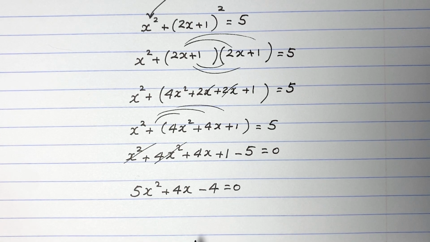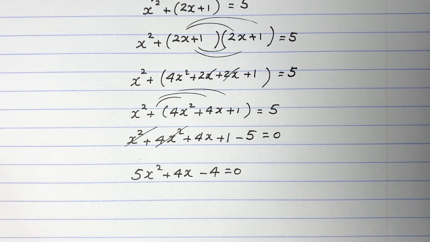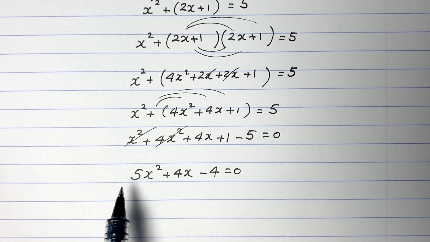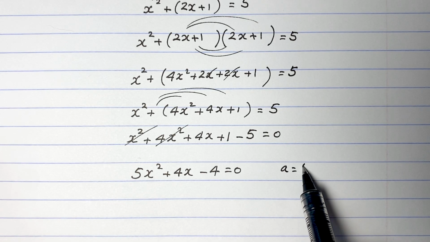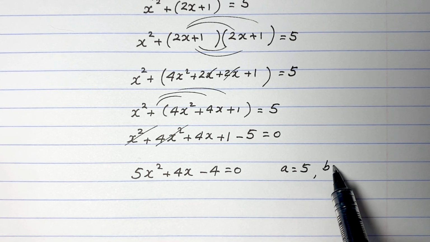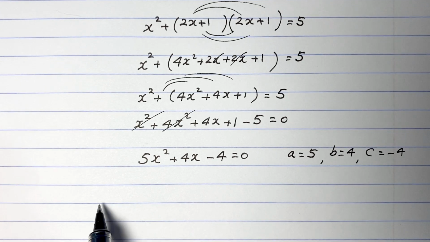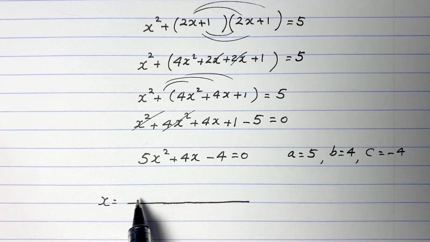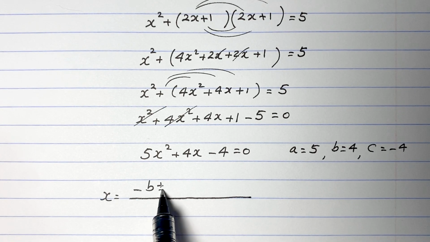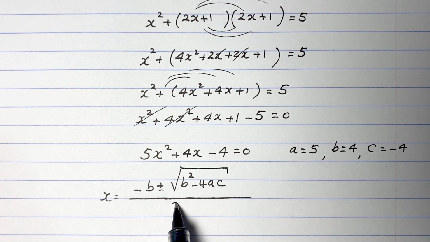Now, we ended up with a quadratic equation. As you remember, there are 4 ways of solving a quadratic equation. First one was by factorization. I don't think this equation factorizes, so go straight to the formula. A is 5, B is plus 4, and C is minus 4. So I use the formula that you should memorize: x equals minus B plus or minus the square root of B squared minus 4AC, divided by 2A.